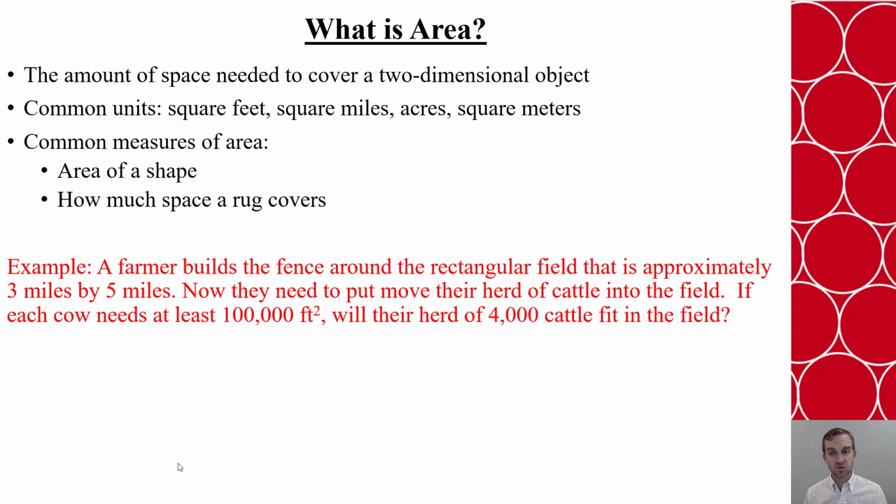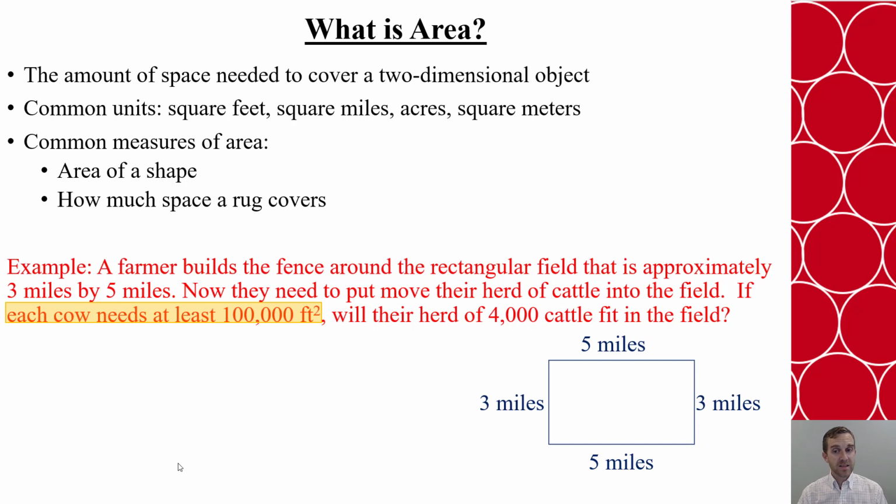Let's go back to our farmer. Now that we have this newly fenced field, the farmer wants to put in their herd of cattle. But each cow needs at least 100,000 square feet, and they have a herd of 4,000 cattle. Will they fit in the field? So when we see that a cow needs 100,000 square feet, that unit of measurement tells us we're dealing with area. So the first thing we should do is really find out what's the area of the field itself.